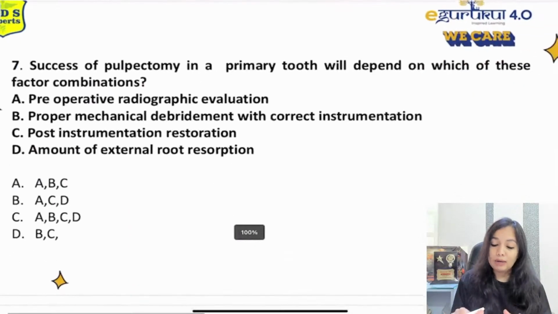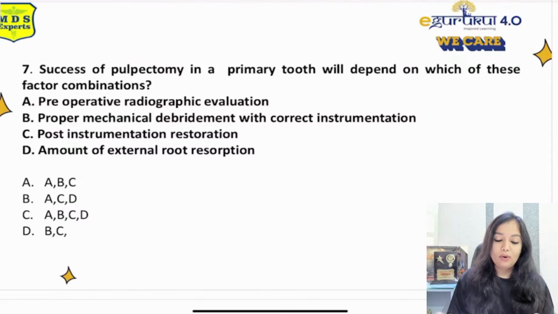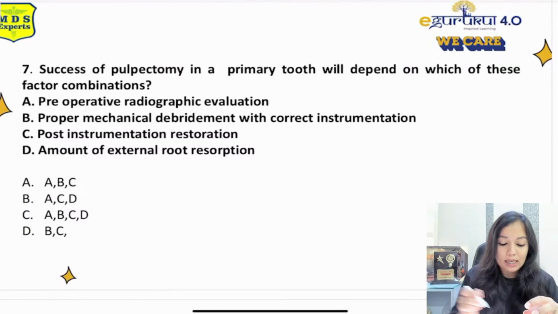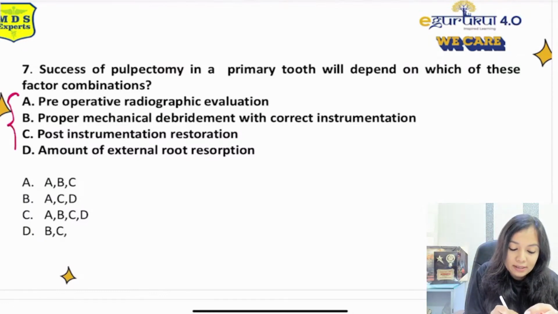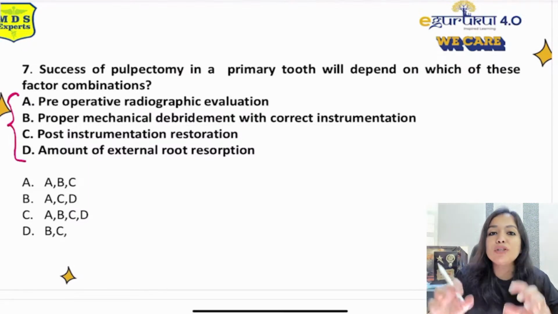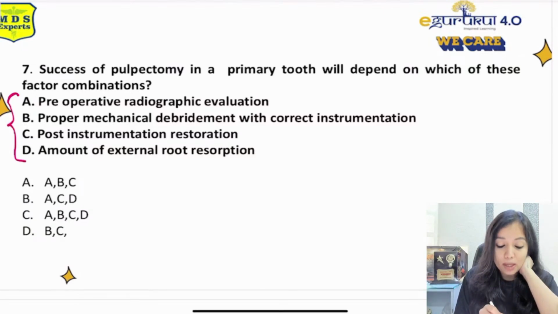Let us now come to the seventh question. You had a lot of questions from Pedo. Okay, so the seventh question, I want you to just pay attention here. Success of pulpectomy in a primary tooth will depend on which of these factor combinations. They've given 4 factors, and the success of pulpectomy will depend upon which of these factors. Okay, so let us just go through what they've given.